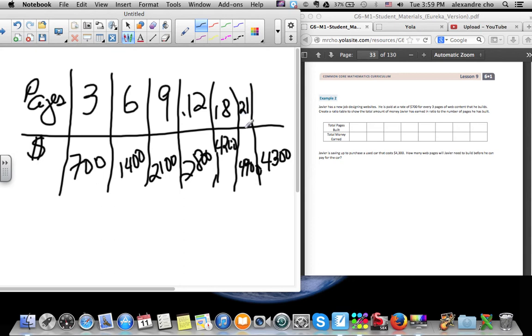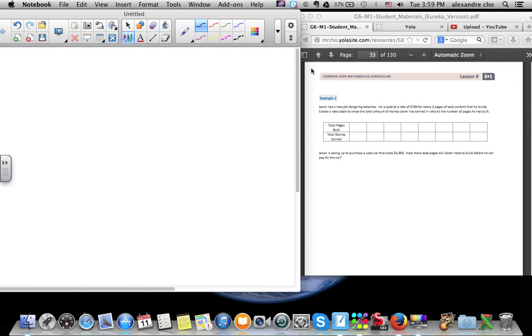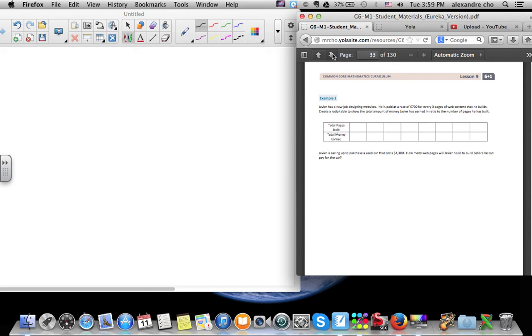So in order for him to buy that used car, he would need to do a minimum of 21 pages, where he would make $4,900, which would be very sufficient to buy the car that he chooses. Okay, that was 33, very easy. And we're going to 34.